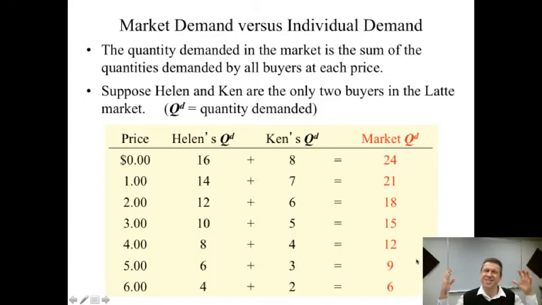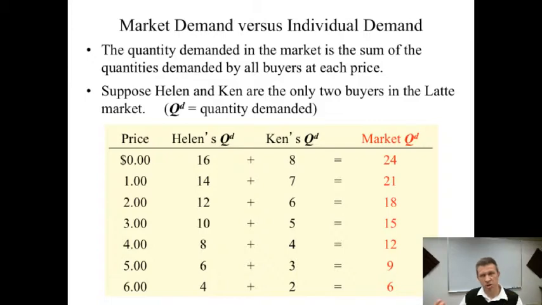And if you have 100 people, it's done the exact same way, right? 100 people, at a price of $1, Helen wants 14, Ken wants 7, and the other 98 people want however many lattes they want. And that is the market quantity demanded if the price is $1. So it's all the same, just the construction of this. I think this is relatively straightforward, right? The market demand is the sum of the individual demand for all consumers.